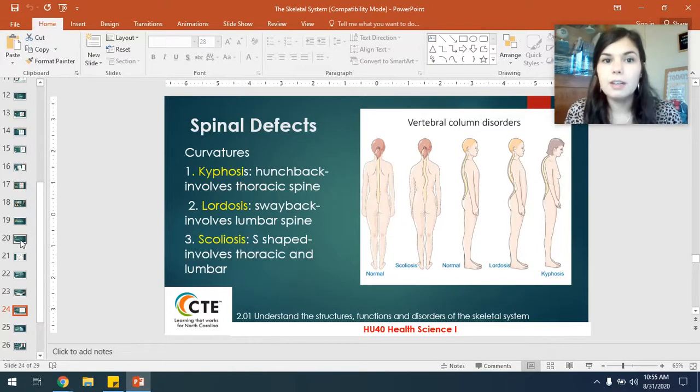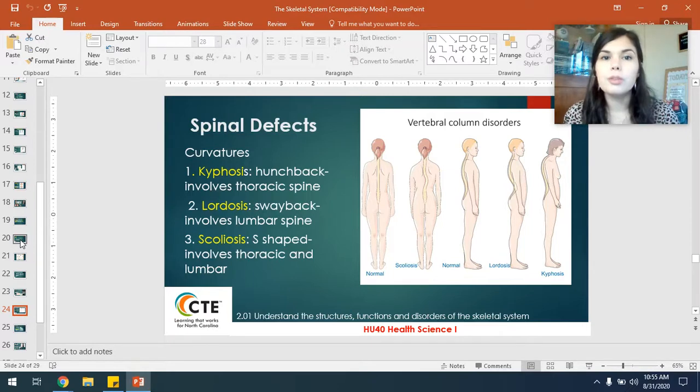Next, we have spinal defects. And when we're looking at spinal defects, we have different curvatures that occur within the vertebral column that cause different issues. The first one is kyphosis. Kyphosis is often referred to as hunchback syndrome, and it involves the thoracic spine. And remember, the thoracic spine is the middle section of the spine, kind of where your thoracic cavity would be located. And your thoracic spine starts to curve outward, meaning you kind of look like a hunchback.